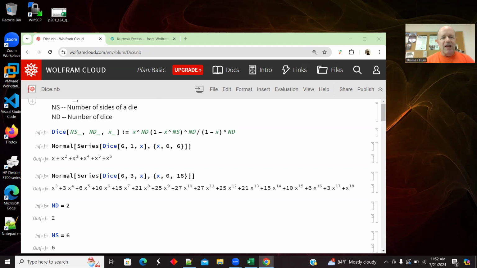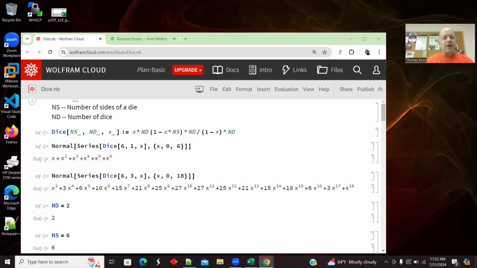I'm going to have an NS-sided die. So instead of always having six, I'm going to have NS as the number of sides of the die. Effectively, if that's two, it's more like a coin. And then ND is going to be the number of such dice that I roll in a given roll. So I might roll three six-sided dice, ND NS-sided dice.